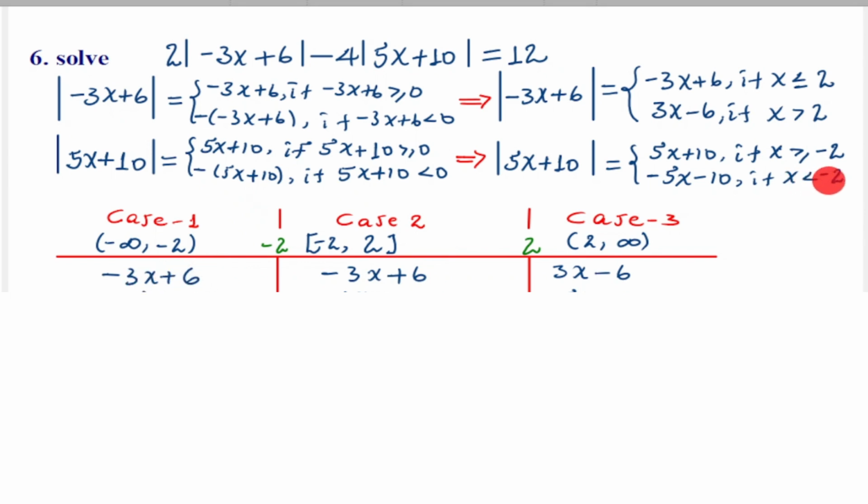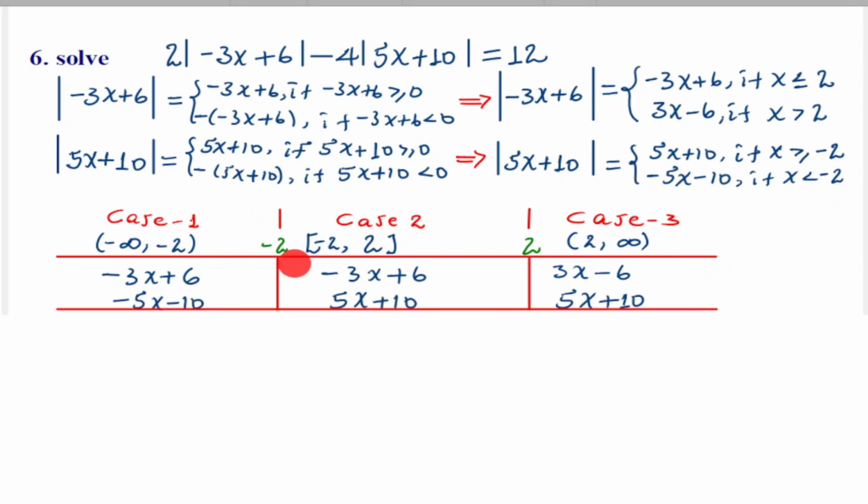When x is less than minus 2, absolute value of 5x plus 10 is minus 5x minus 10. Here we write minus 5x minus 10 when x is less than minus 2. When x is greater than or equal to minus 2, absolute value of 5x plus 10 is 5x plus 10. Here we write 5x plus 10 on this interval because on this interval x is greater than minus 2.